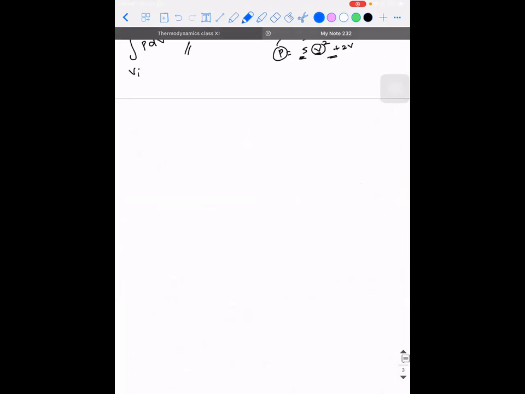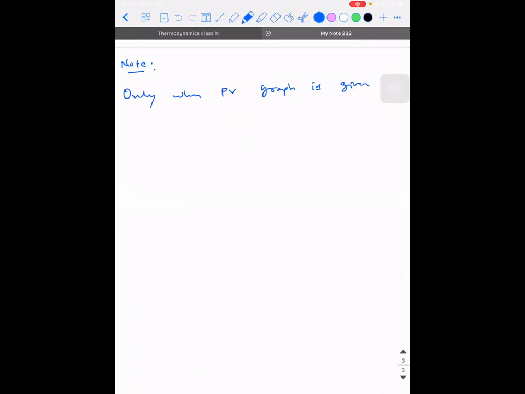So here, another important note to be made is only when a PV graph is given. Okay, I'm not talking about any other indicator diagram. Only when a PV graph is given, where P should be on which axis?